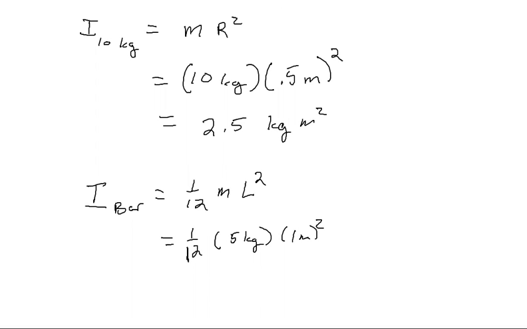So I have 1/12 of 5. I'll just cheat and use my calculator. There you go. That makes more sense that it's smaller than the 10 kilogram mass result. So that's going to be 0.417 kilogram meters squared. And then I can write down the moment of inertia of the 20 kilogram mass.